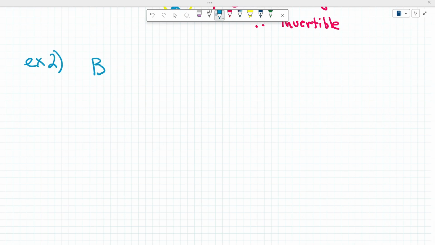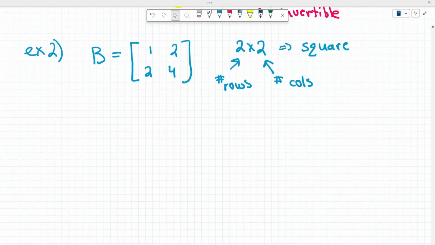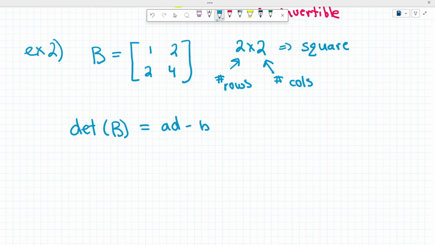This time let's consider some matrix B that has the entries 1, 2, 2, and 4. So we can obviously see that it's 2 by 2, so this is a square matrix because the number of rows equals our number of columns. So right away we see that we meet our condition so that we can go ahead and take the determinant. So the determinant of B equals, again, AD minus BC.